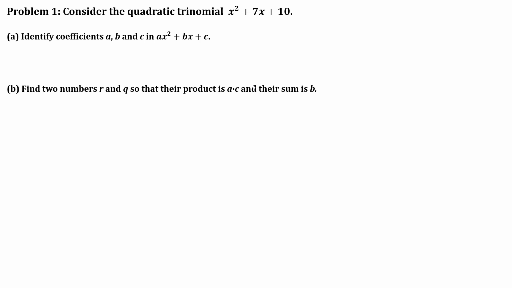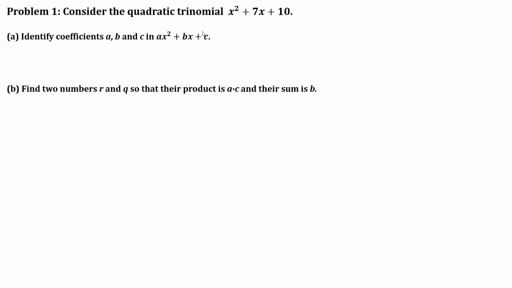This is the skill that I said might seem a little arbitrary, but you'll see how it all comes together. So I want you to find two numbers, r and q. They're just two numbers. I'm calling them r and q so we can reference them later. They're two numbers, r and q, so that their product, when you multiply them, you get a times c, and their sum is b. All right, so let's see what I mean. Let's see how you would solve this.